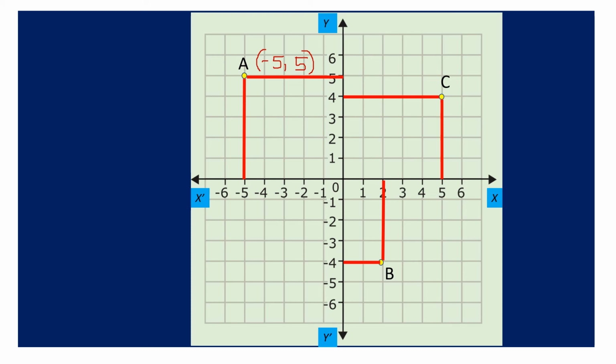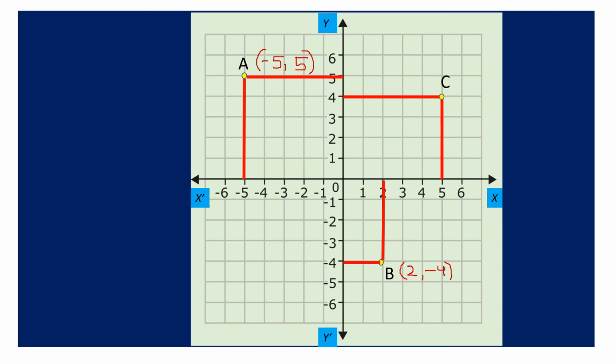So likewise, what will be the coordinates of point B? The x coordinate first. So what is the x coordinate? 2. So 2 is the x coordinate. Then what is on the y-axis? The y coordinate is minus 4. You can see that, right? So the point is 2, minus 4.